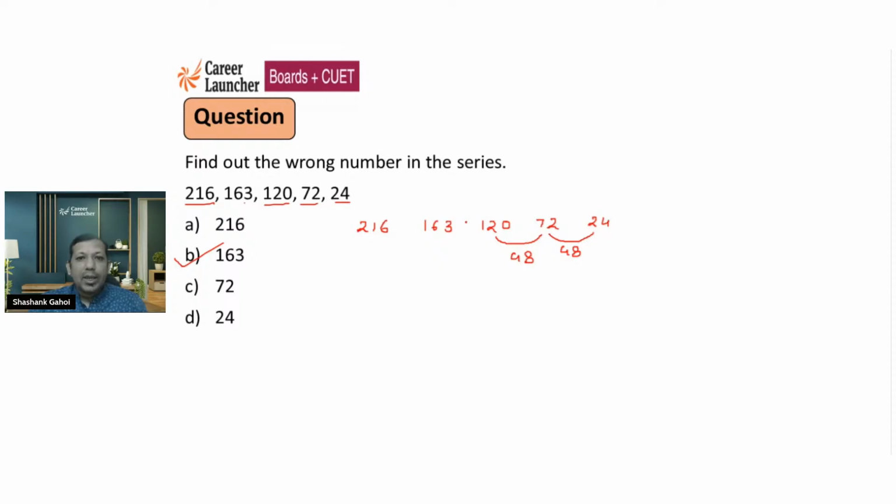So basically, from here to here, here to here, if I directly take the difference of this number to this number, that is going to be 96. So one difference should be 48. Next difference should also be 48. So this should be 48, this should also be 48. So instead of 163, I need to have 168, and that is the correct value. So which is the wrong number? That is 163. So when I see these kinds of questions, this is the approach that I am going to follow.